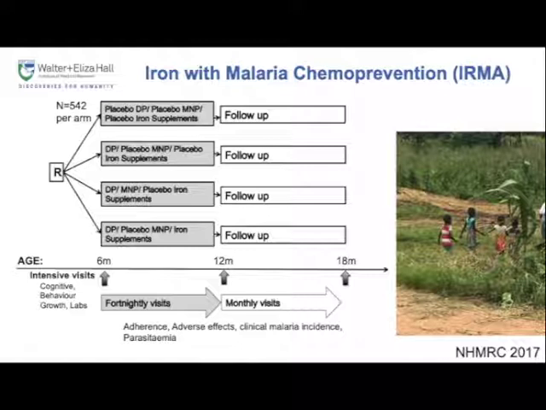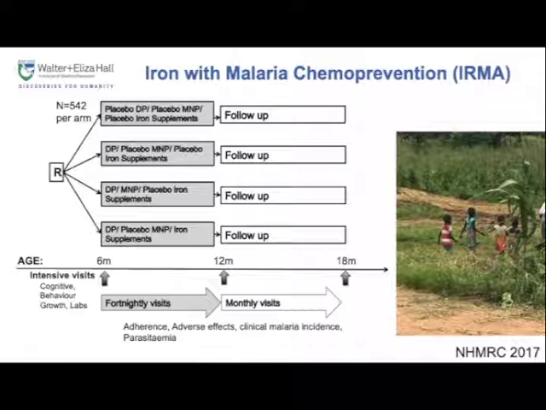And this trial will recruit 2,168 babies to placebo versus antimalarials. And then within the antimalarials, the same trial as the Bangladesh trial. And again, we're assessing child developmental outcomes as well as hematologic outcomes.